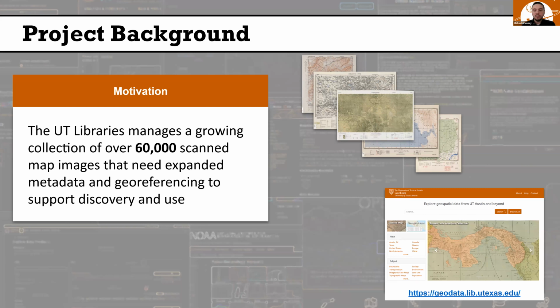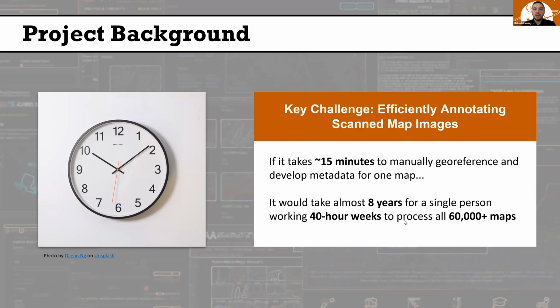These scanned map images have been shared through our PCL map site that has been very, very popular over the years. And one of the challenges that we faced in recent years is trying to georeference all these and develop metadata for them so that we can make them more discoverable through our new interface, the Texas Geodata Portal that launched back in 2019. The challenge here is that we have tens of thousands of maps to georeference, and if we're trying to georeference a map and develop metadata for it, it might take about 15 minutes per map.